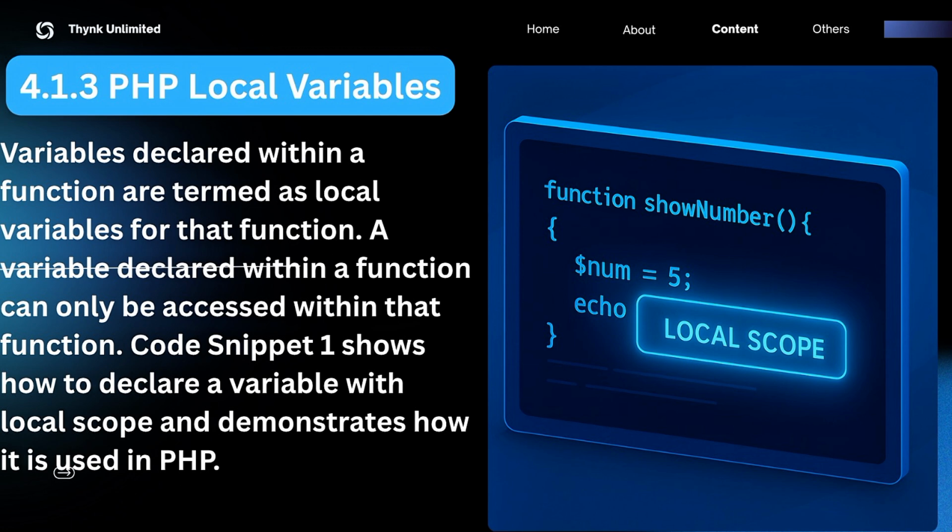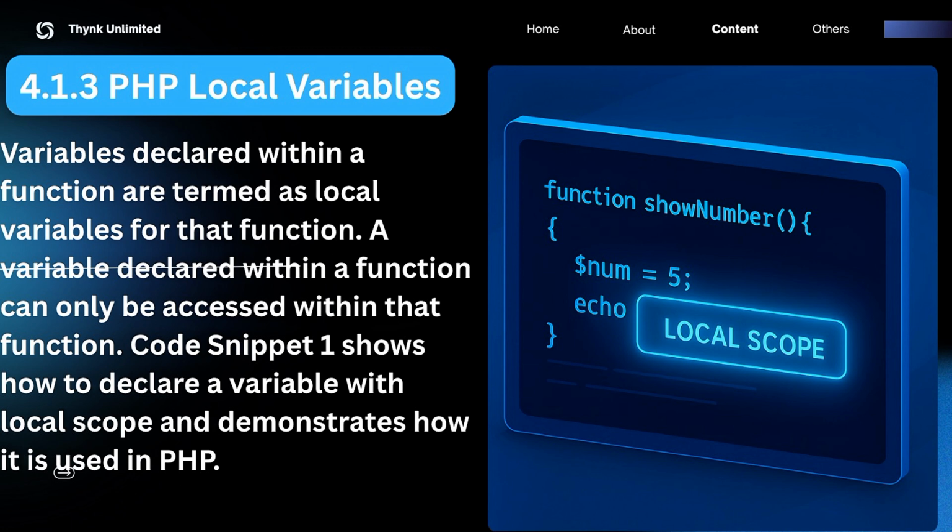For instance, you can have multiple functions in a program, each using a variable with the same name. But since they are local, PHP treats them as completely separate entities. The figure shown in this section illustrates this clearly. It represents a function called showNumber, where a local variable $num is defined and used inside the function. The highlighted label, local scope, emphasizes that the variable is confined to the function. It is not visible or usable elsewhere in the program.